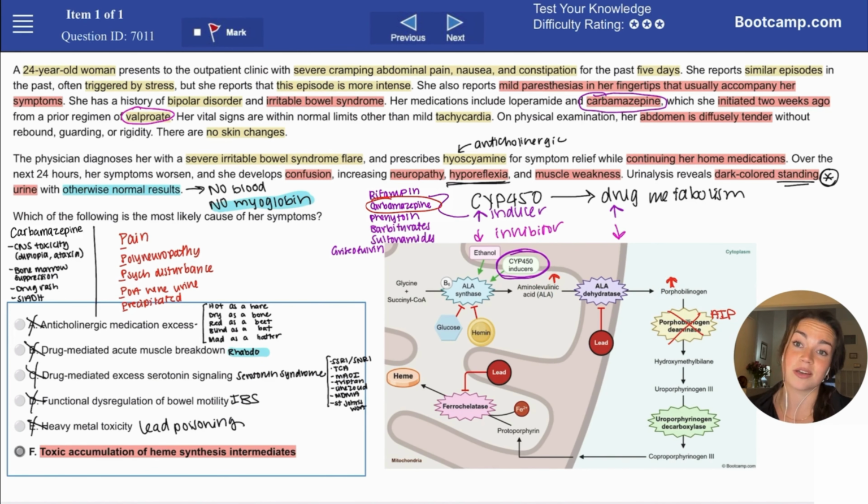And although this patient was initially misdiagnosed with IBS, some of the red flags that I'm sure you picked up on included the paresthesias in her fingertips and the recent change to that hot button medication, carbamazepine.